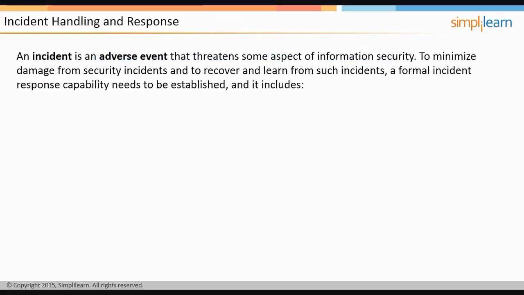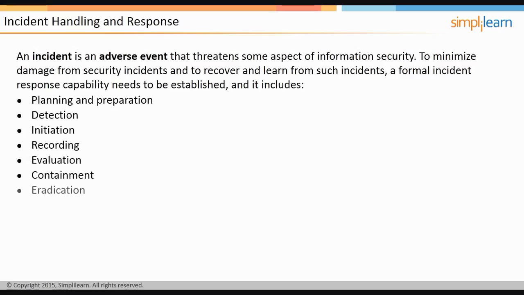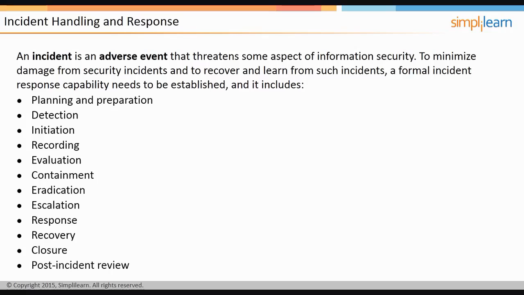An incident is an adverse event that threatens some aspect of information security. To minimize damage from security incidents, and to recover and to learn from such incidents, a formal incident response capability has to be established, and it includes planning and preparation, detection, initiation, recording, evaluation, containment, eradication, escalation, response, recovery, closure, and post-incident review.